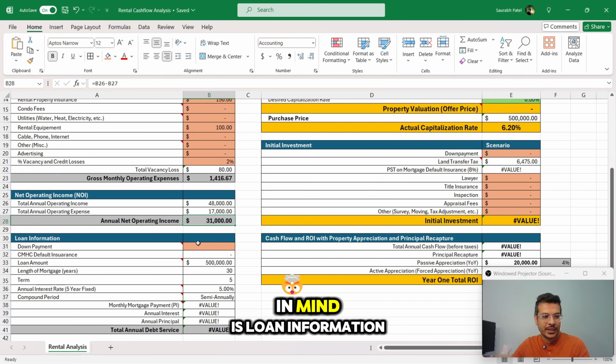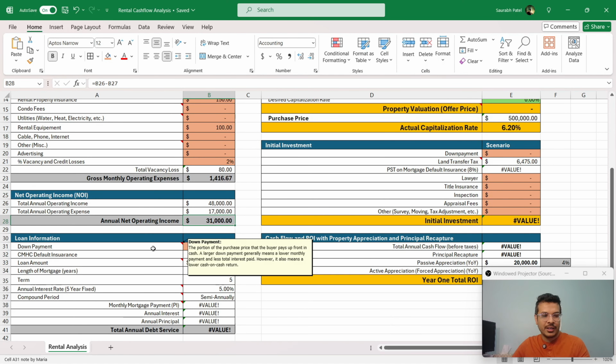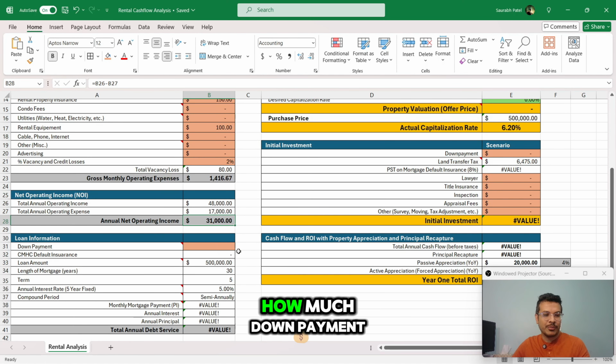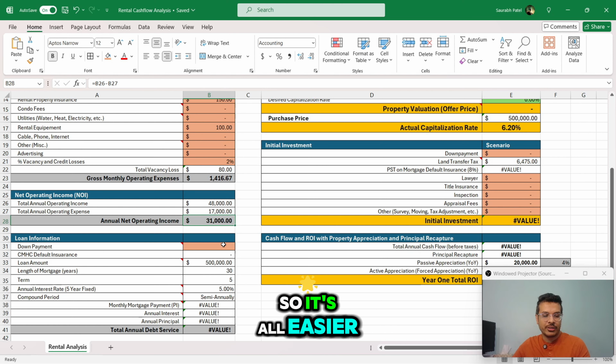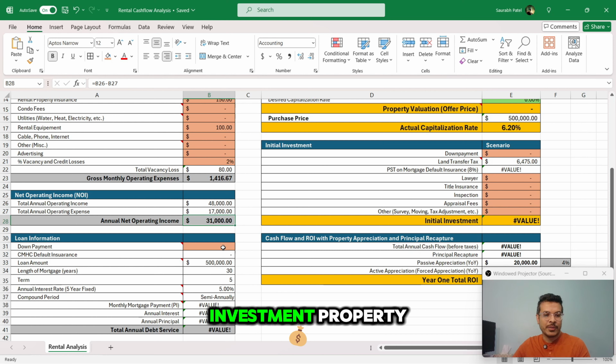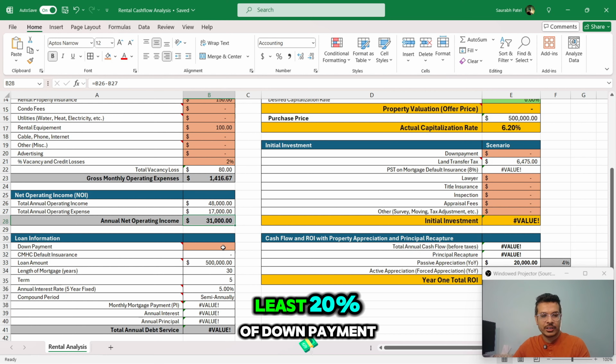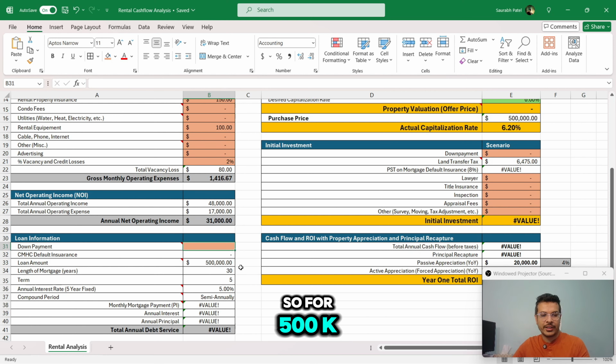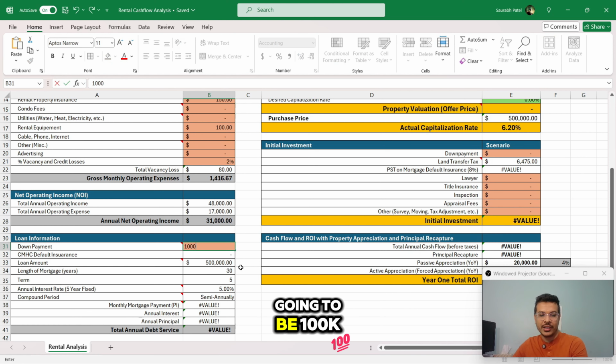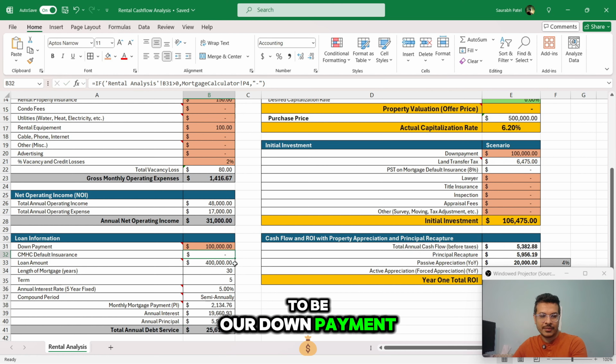Next thing to keep in mind is the loan information, because depending on how much down payment you make, you have to come up with how much the mortgage payment is going to be. So it's all easier, it's all done over here. And since this is an investment property, normally we'll do at least 20% down payment. So for 500k, our down payment is going to be 100k.